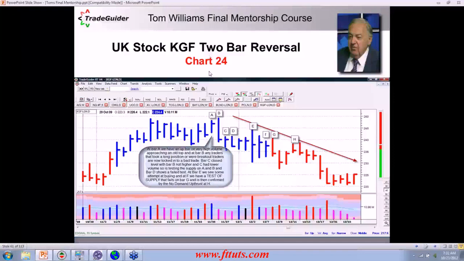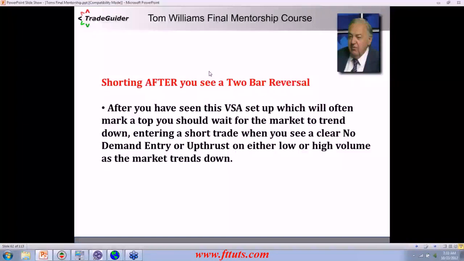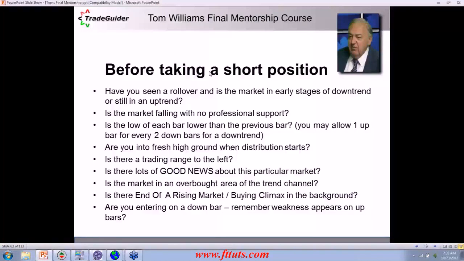And you will get a copy of our PowerPoint slide when we do the recordings, which will be on Friday. So you'll get a copy of this slide presentation. After you see this setup, which will very often mark the top, wait for the market to begin trending down, and then you can trade any VSA principle to the short side, which is no demand and upthrusts, or what you tend to see most of after you see a two-bar reversal.